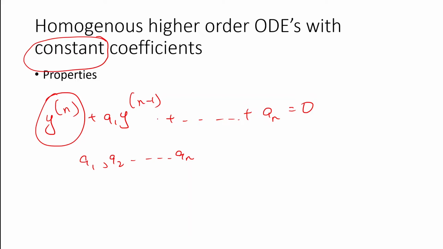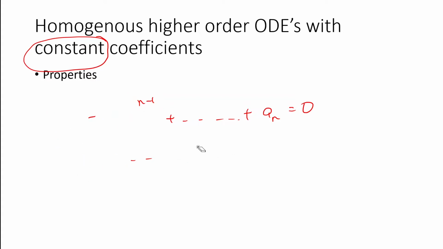But before we get into finding the solution, we need to look into the properties of this special form, because only if we look into the properties will we understand how the solution is obtained and what to do to obtain the solution. So the first property of a homogeneous higher order ODE with constant coefficients is the property of its uniqueness of solution. So just let me erase this.